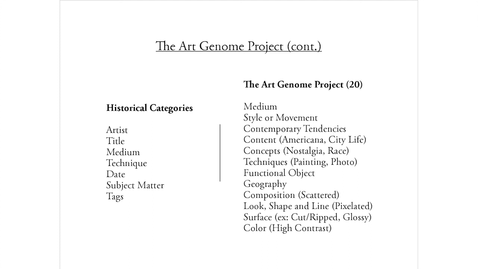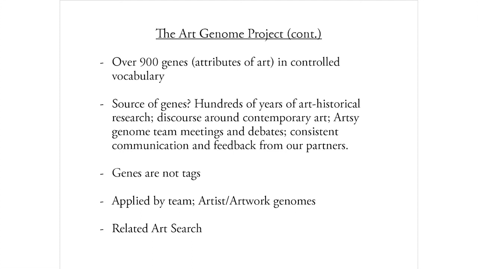And we have genes for color. A lot of our color genes, or our color data, is automated, but we actually have things that can't be automated, such as high contrast, monochromatic. So those are the categories. We have over 900 genes that have resulted from this, and this is a controlled vocabulary.